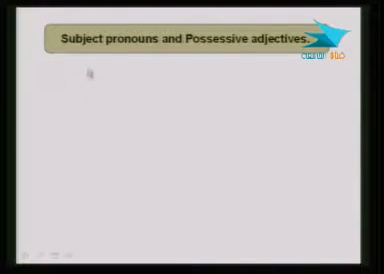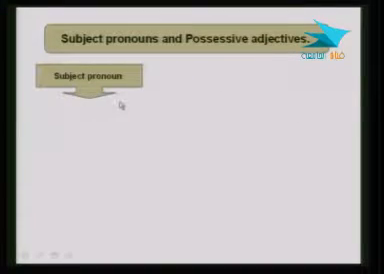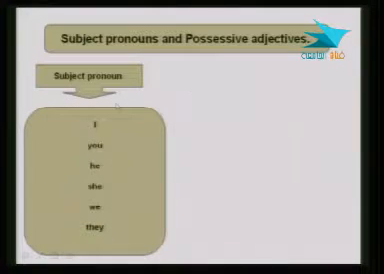We are going to talk about subject pronouns and possessive adjectives. The question is, what do we mean by subject pronouns? What are they? And what are possessive adjectives? Subject pronouns are these, and I would like you to repeat. I'll say the pronouns, and you repeat after me. These are the subject pronouns.